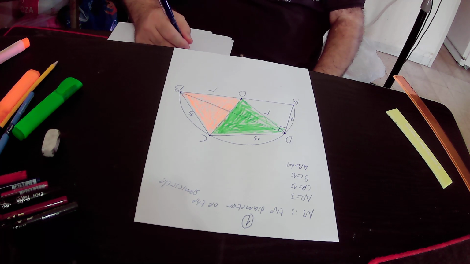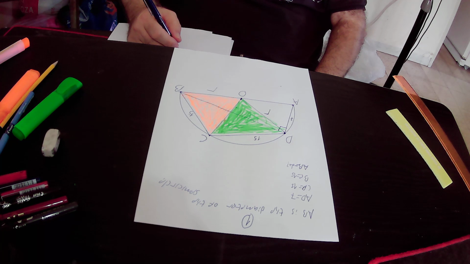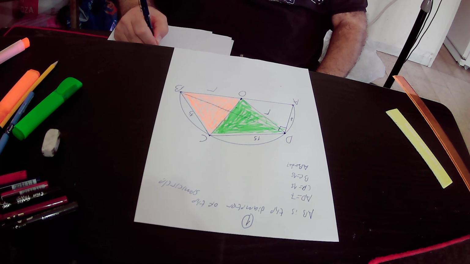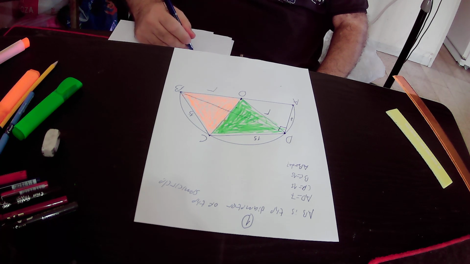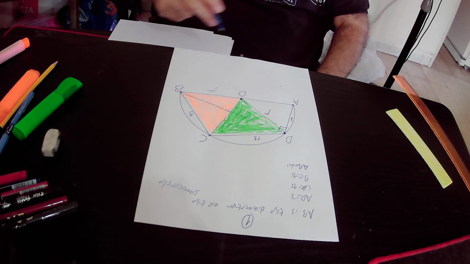Okay, so the green triangle, triangle OCD, is congruent to the orange triangle, triangle OCB, according to side rule.